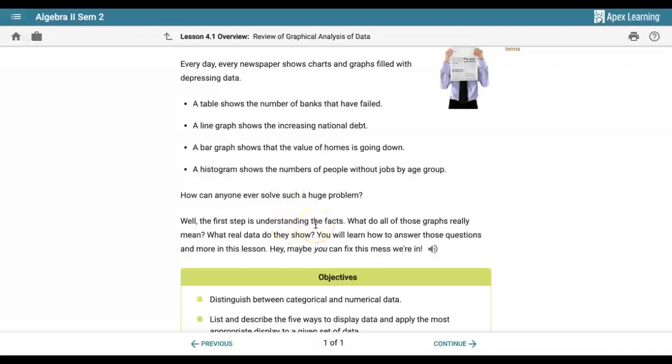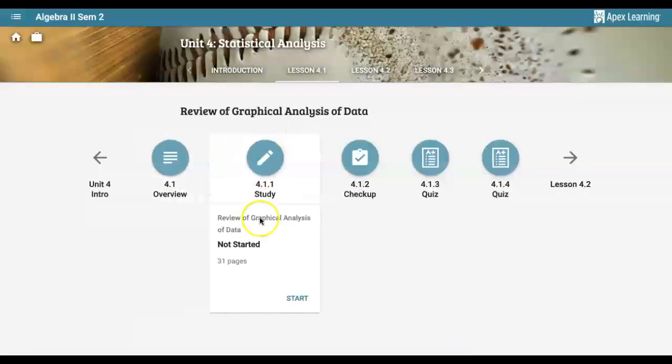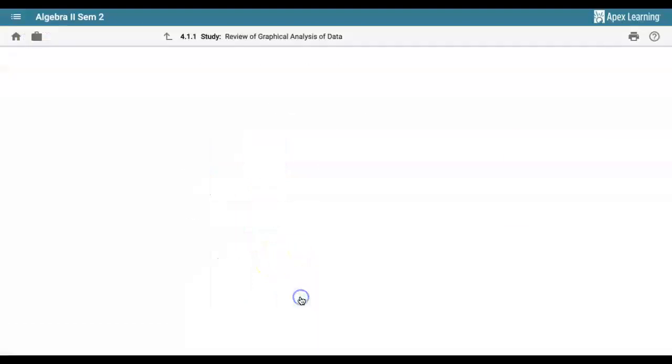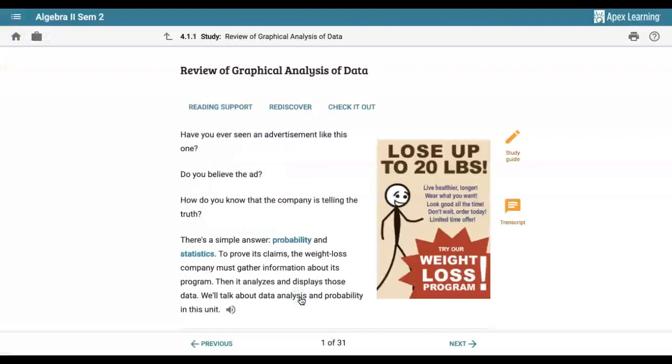In terms of what are the facts telling us, what do the graphs really mean, and what are they really showing us, okay? So that's going to be a huge thing we focus on in this unit here. All right, so looking at a review of this data here, okay?